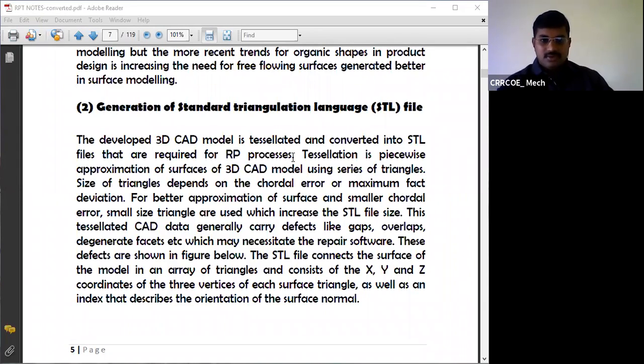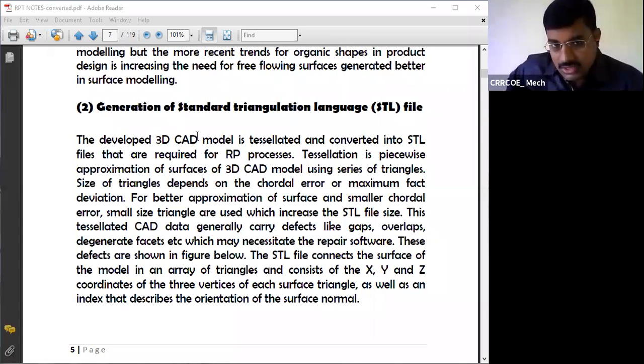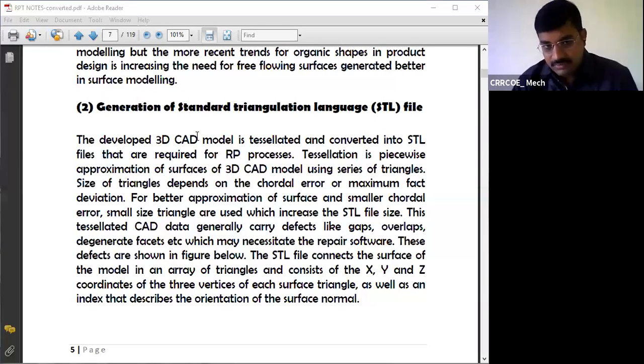The 3D printing machine, or rapid prototyping machine, will accept only the STL language. It is not going to accept the original 3D model. Generally we are going to save in the CAD format IGES, initial graphics exchange system, so that we are going to convert into the STL files.